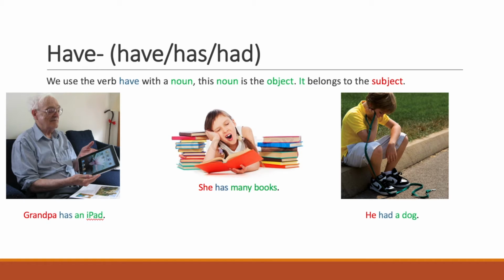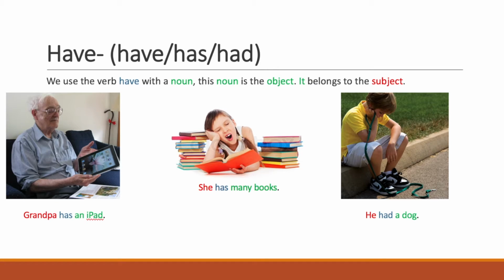Now, we use have in English to talk about ownership, or something that belongs to you or someone. Again, these things are often called nouns or objects. They belong to the subject, so we use have. Looking at our examples, here we have a grandpa. Grandpa has an iPad. Grandpa, the subject, because it's a he, we use has, an iPad, the object. The iPad is his. It's his iPad.